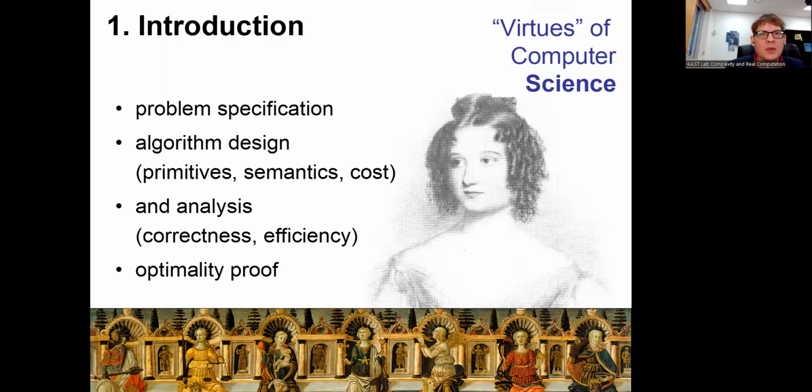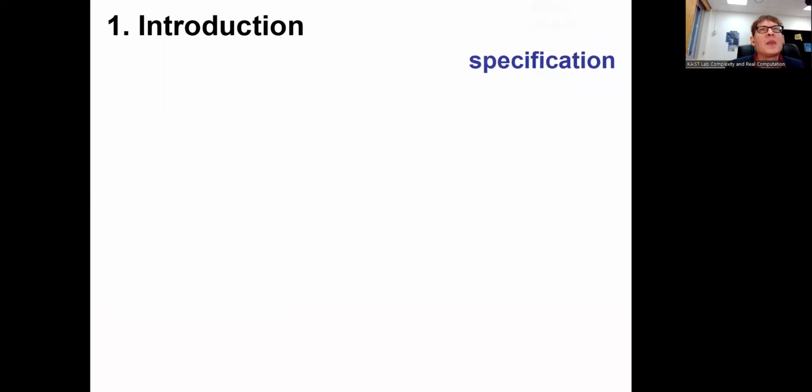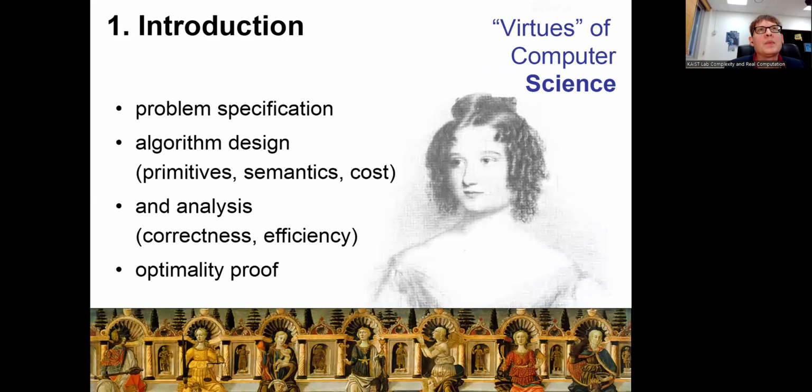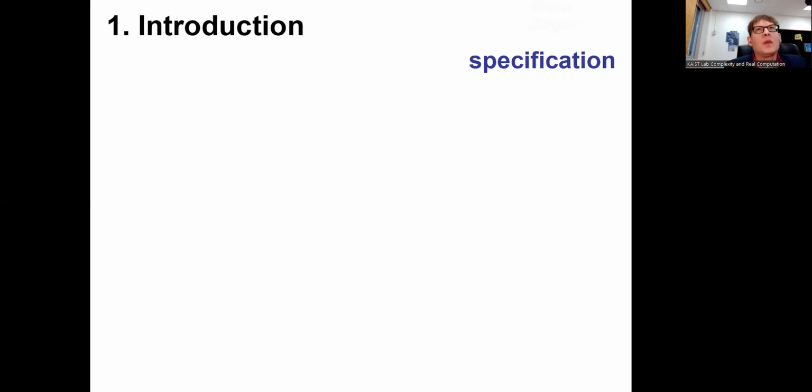So these are the virtues of computer science. And now I'd like to illustrate the importance of problem specification as the first virtue of computer science with some examples and non-examples, counterexamples. In many cases, I find that many students are not aware of the importance of specification or even of the notion of specification. So let me give you a non-example. Consider the problem of finding a good friend or a good spouse.